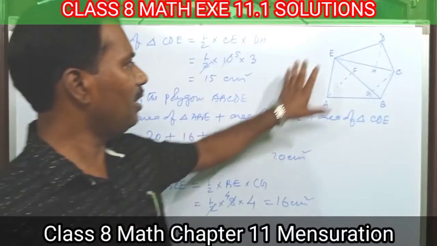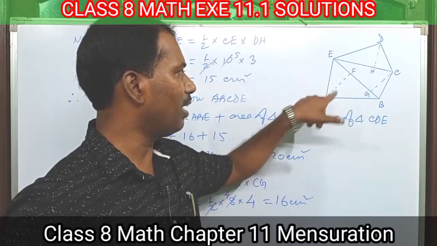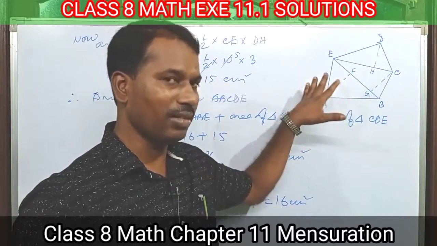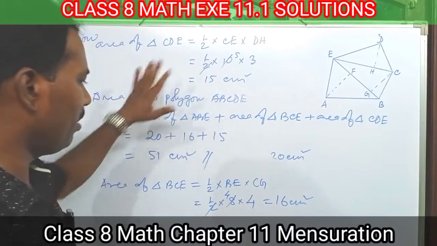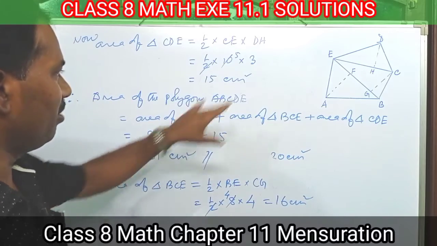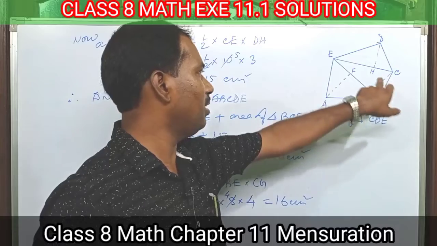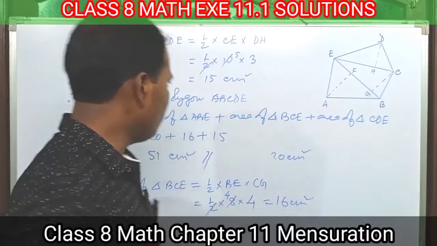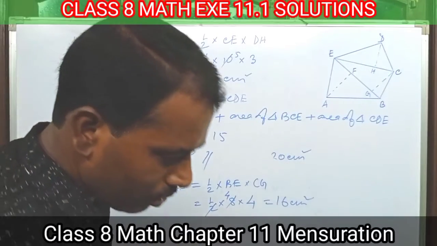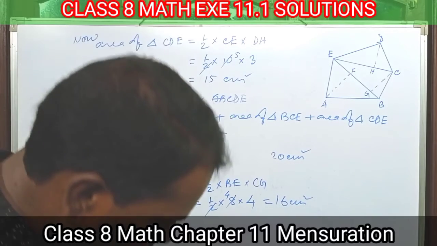It's very easy, since these bases and perpendiculars are given, so it can be easily found. So this is the final area of this polygon. Separately we found first triangle ABE, then BCE, then CDE. My dear students, please note down. I am going to solve question number 10.